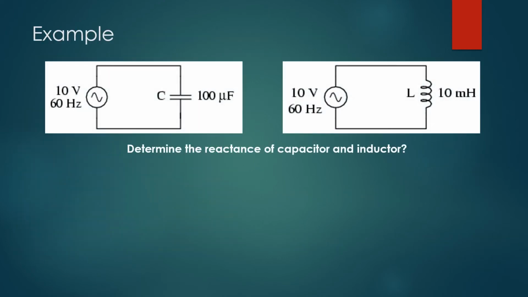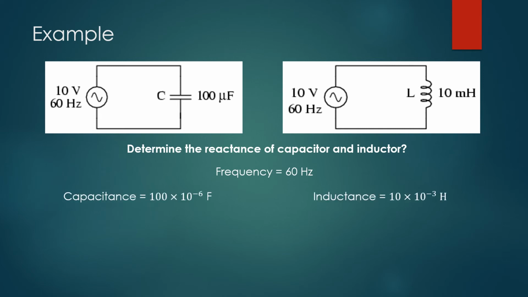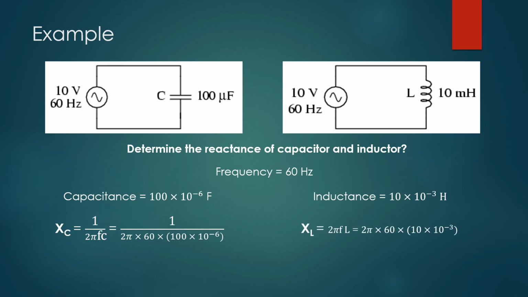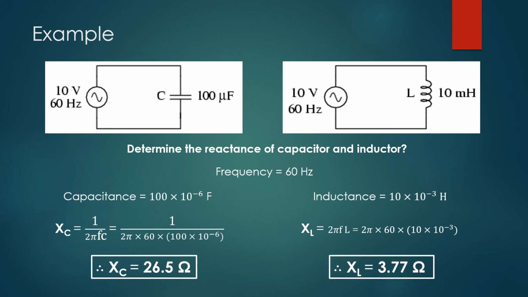Let's do an example. Determine the reactance of a capacitor and inductor where both circuits have a frequency of 60 Hz. The first one has a capacitance of 100 microfarad and the second one has an inductance of 10 millihenries. Subbing in the capacitance and the frequency into the capacitive reactance equation, and inductance and the frequency into the inductive reactance equation, we would be getting 26.5 ohms as the capacitive reactance and 3.77 ohms as the inductive reactance.